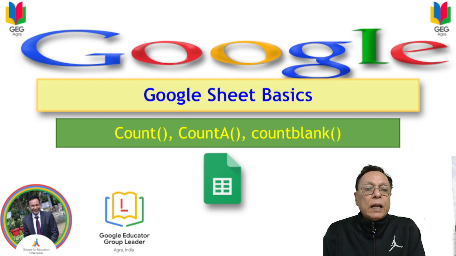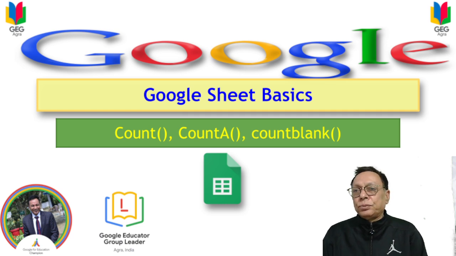This time I have brought some small, basic functions: COUNTA, COUNT, and COUNTBLANK. These are very basic functions that you can apply in day-to-day Google Sheet operations to count the values in the specified range of cells, or the range you select. So what does COUNT do? What does COUNTA do and COUNTBLANK do? We'll learn it here.